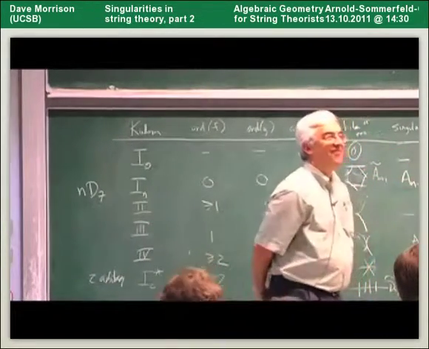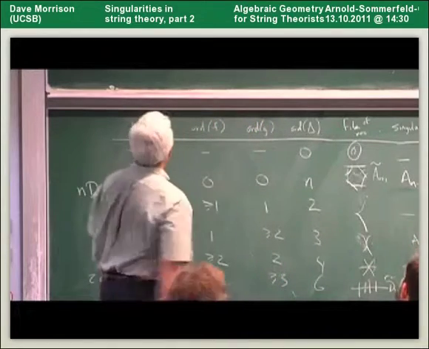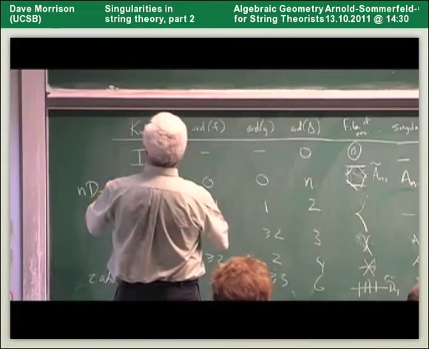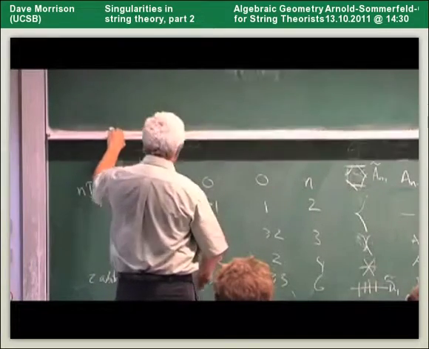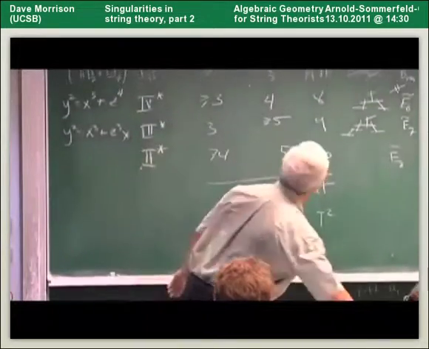Go ahead. I guess I_N star is 4 plus... Thank you. Yeah. I_N star is... Yeah, the number of D7 branes is wrong. Yeah, thank you.